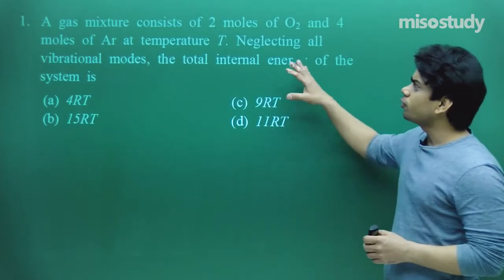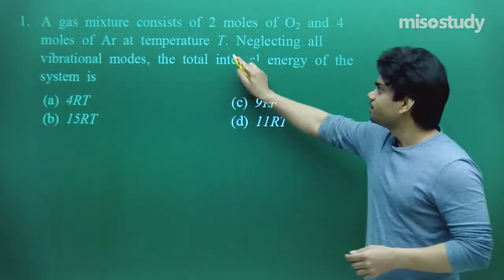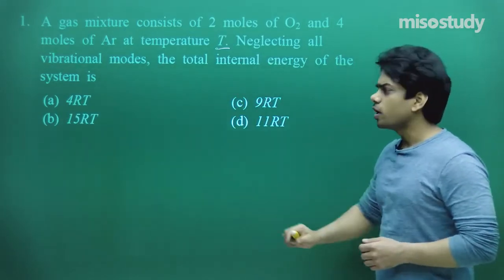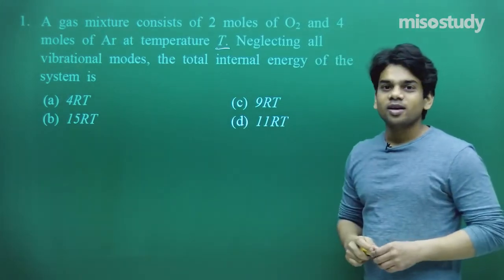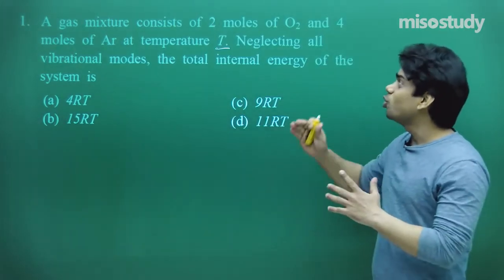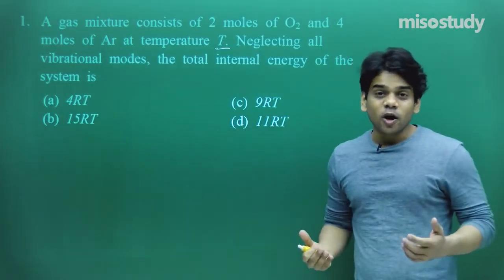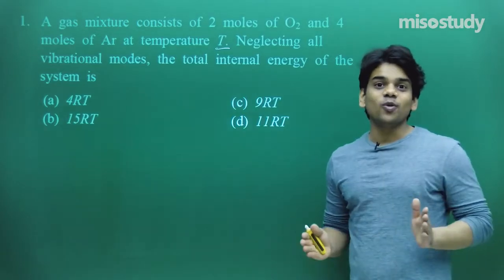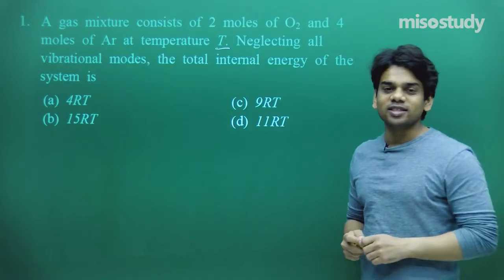A gas mixture consists of 2 moles of oxygen and 4 moles of argon at temperature T. Neglecting all vibrational modes, the total internal energy of the system is A) 4 RT, B) 15 RT, C) 9 RT, D) 11 RT. Now see, the gas mixture has 2 moles of oxygen and 4 moles of argon. When we talk about internal energy, we are not considering the vibrational mode, that means only the translational kinetic energy we need to take into consideration.